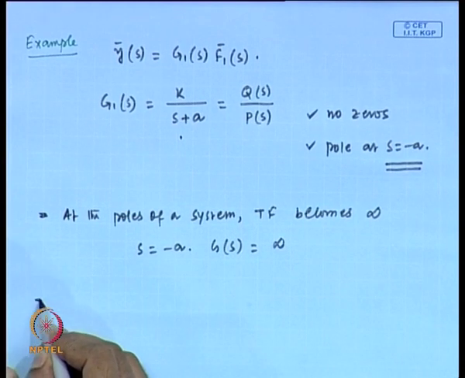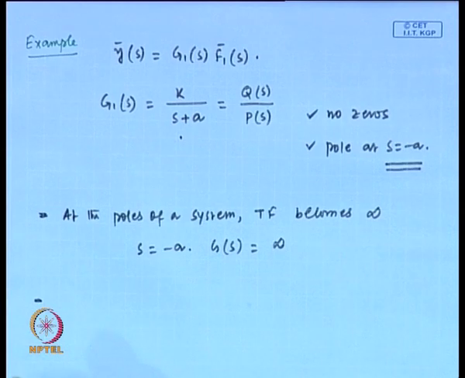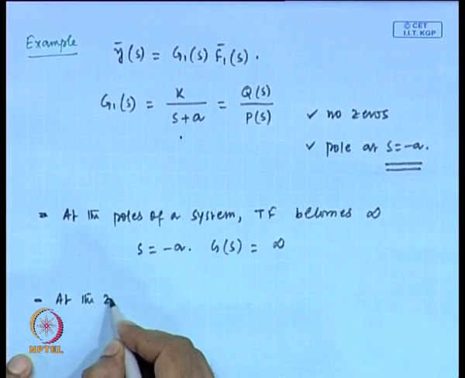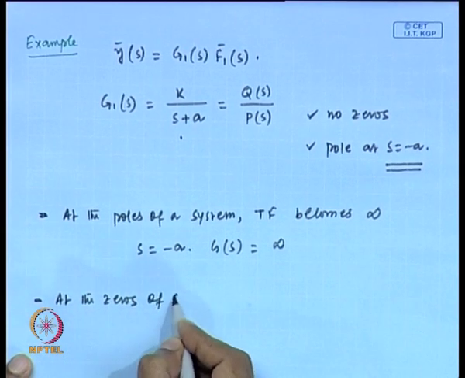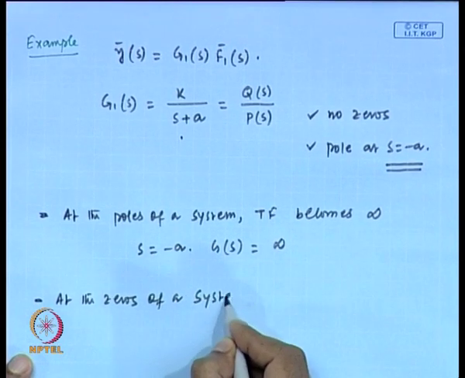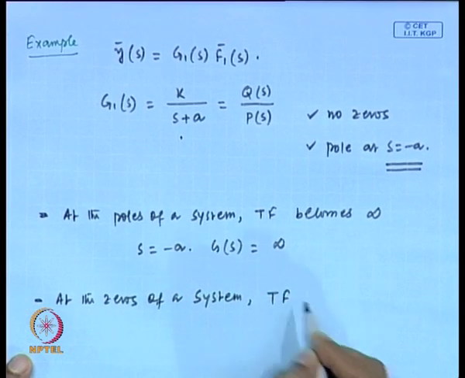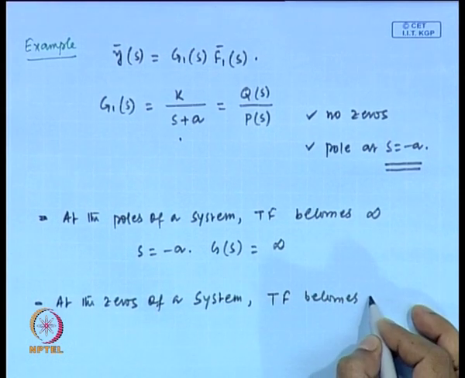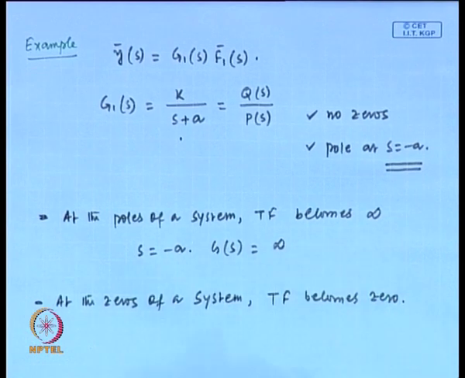In a similar way we can say, at the zeros of a system, the transfer function becomes 0. So, at the zeros of a system, transfer function becomes 0. So, these are the concepts of poles and zeros.